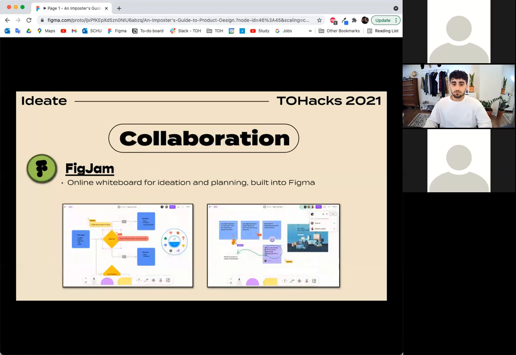Another really great tool for the Ideate phase is FigJam. This is a new feature that Figma has released, which I'm personally super excited for. It allows you to work in real time with your team members to ideate and brainstorm for your project. A great thing is that it's built right into Figma, so you're able to switch between your prototype and your ideation boards very quickly.